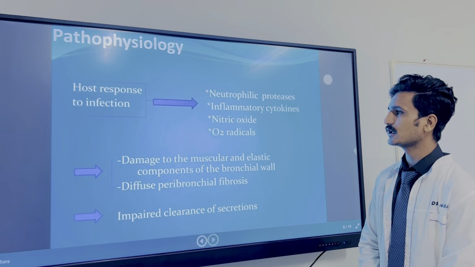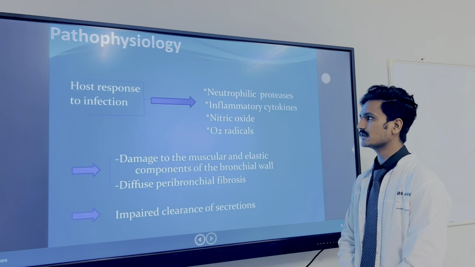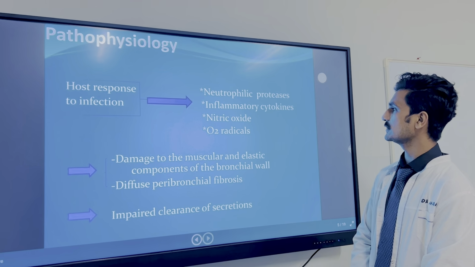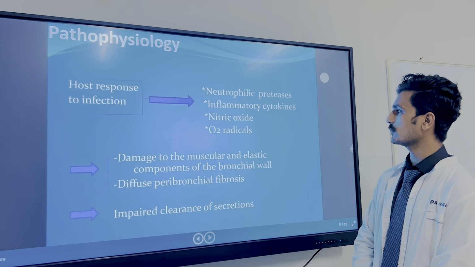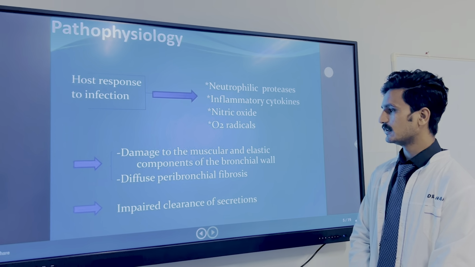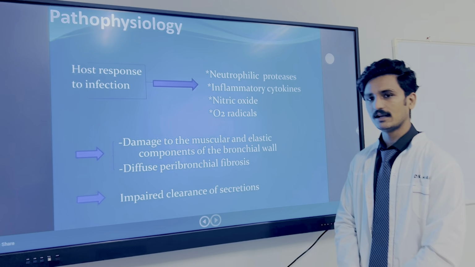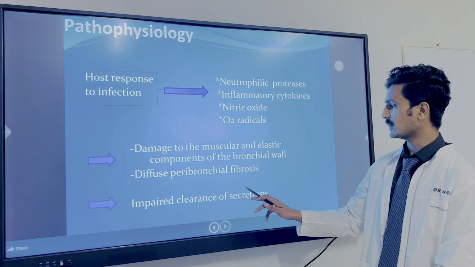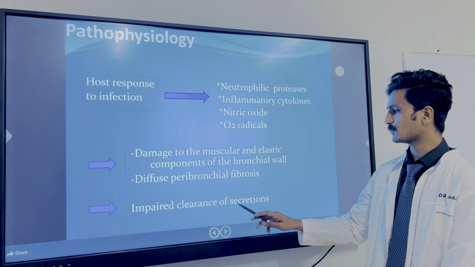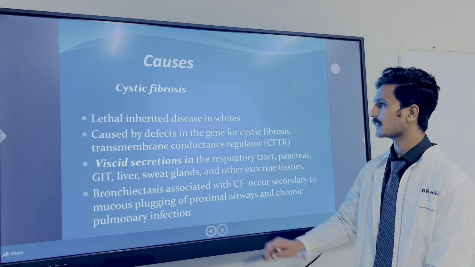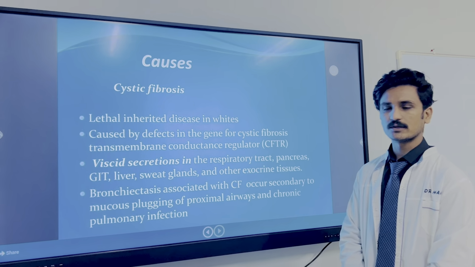Its pathophysiology includes the host response to infection. First, neutrophilic proteases, inflammatory cytokines, nitric oxide and O2 radicals. This will damage the muscular and elastic components of the bronchial wall, with diffuse peribronchial fibrosis. What are the causes of bronchiectasis?